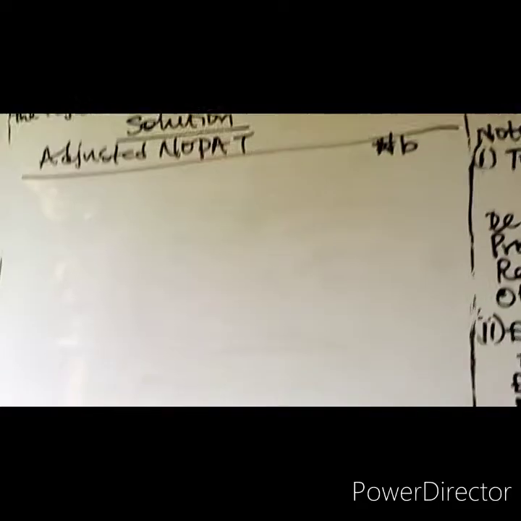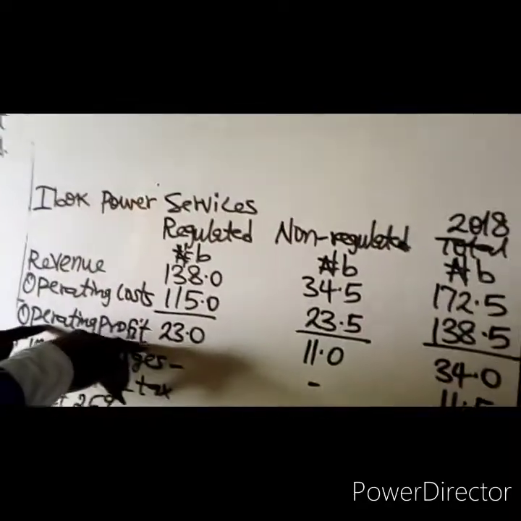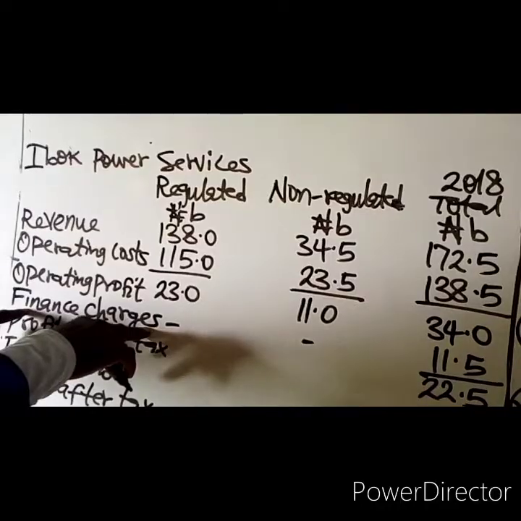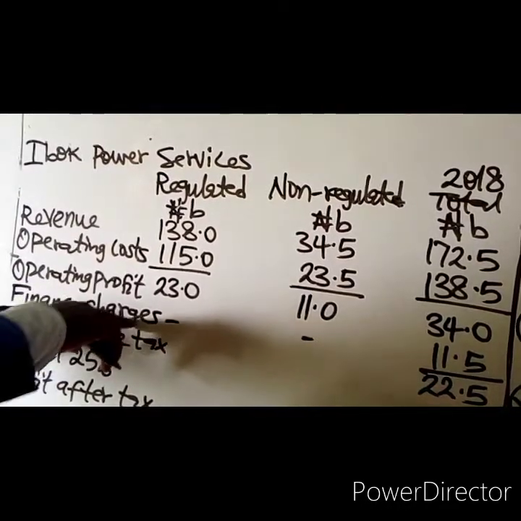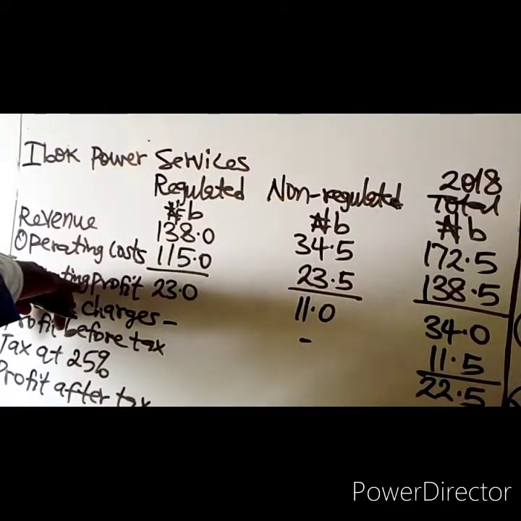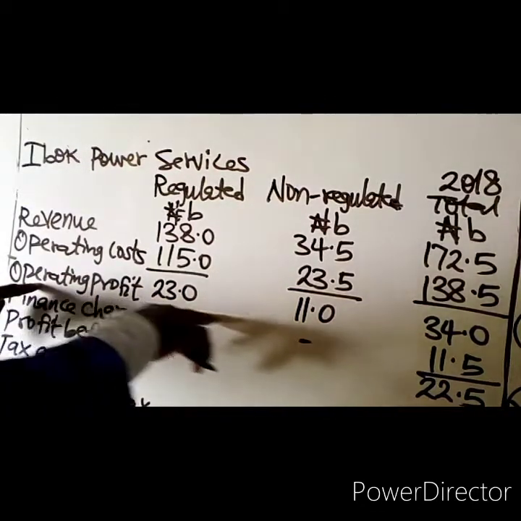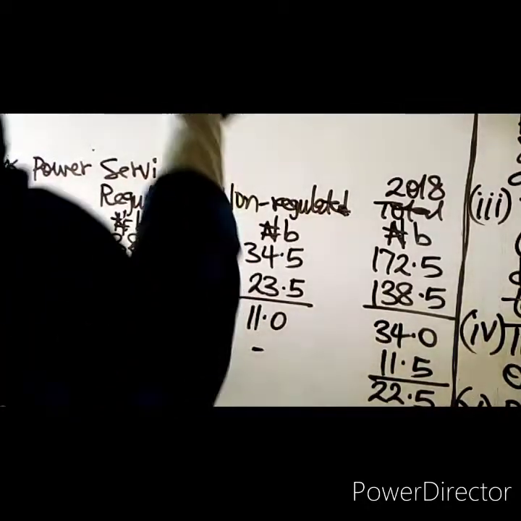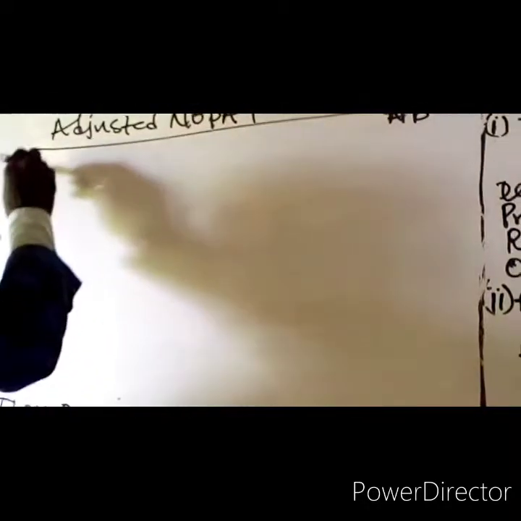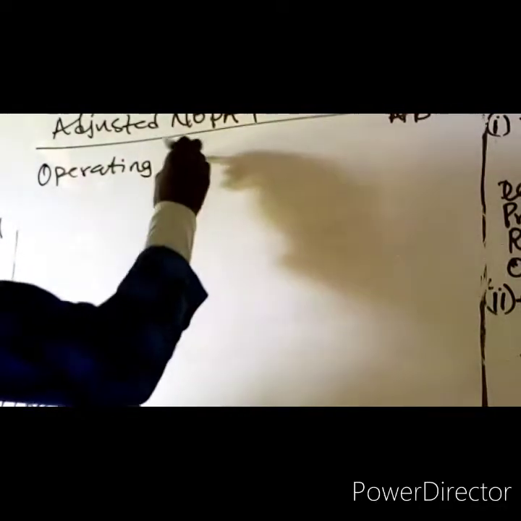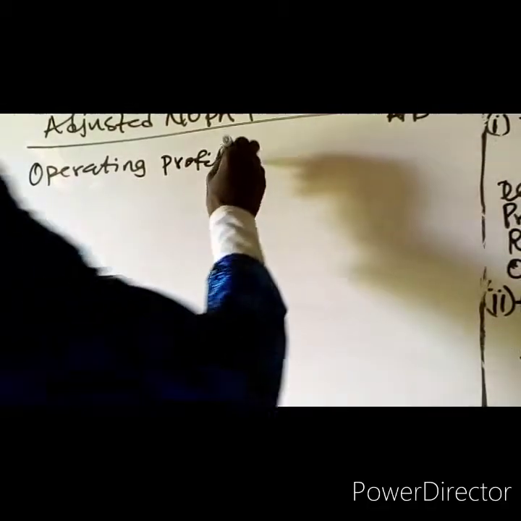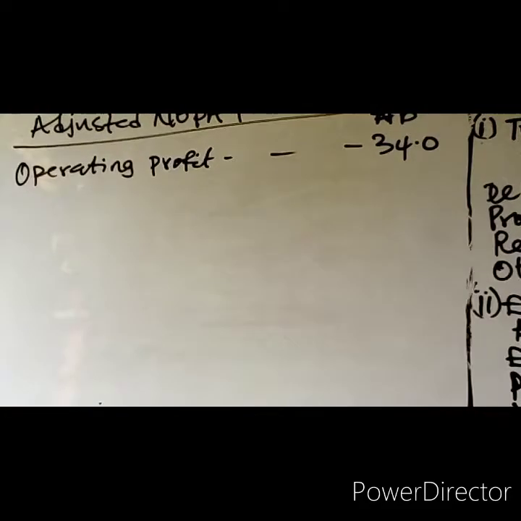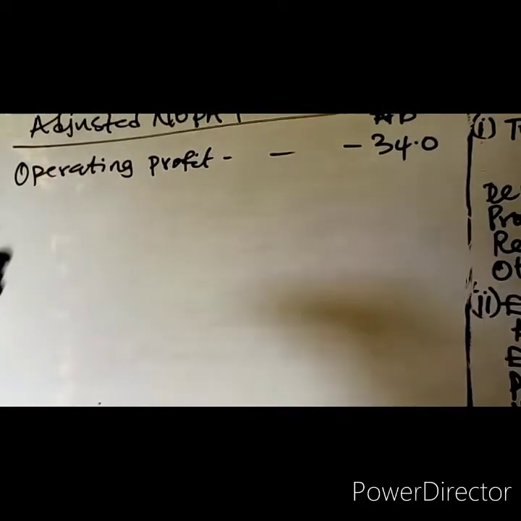Now you go through the question. You have operating profit. You have finance charges. Finance charges mean interest. Meaning that before interest and before tax, the profit before interest and tax is the operating profit, and the total operating profit is 34.0 billion naira. So we have operating profit, 34.0 billion. Then you adjust, you add.